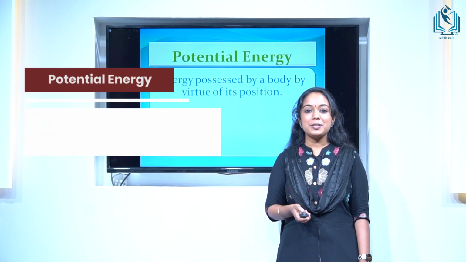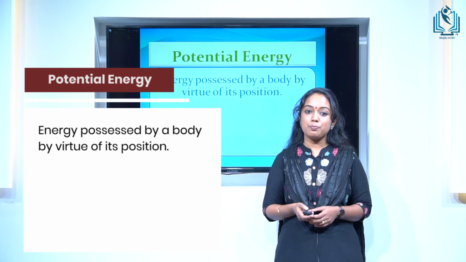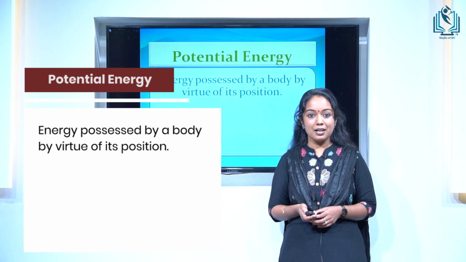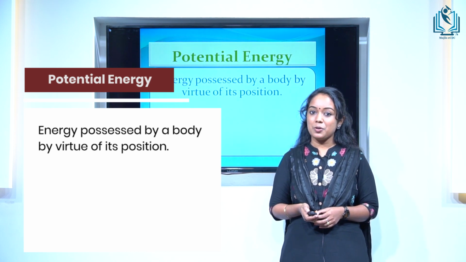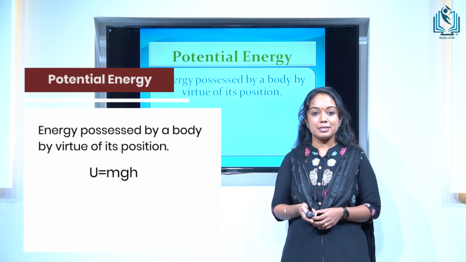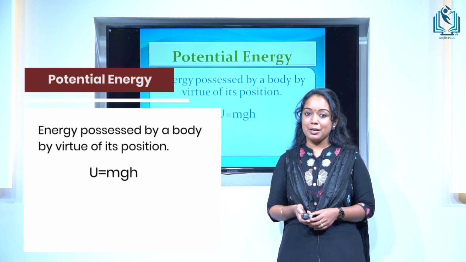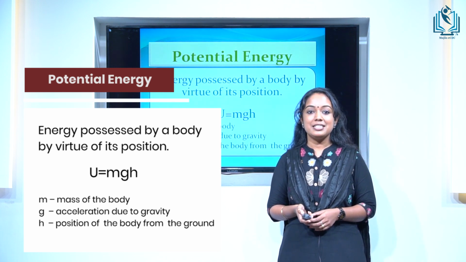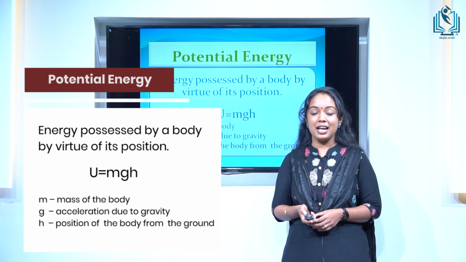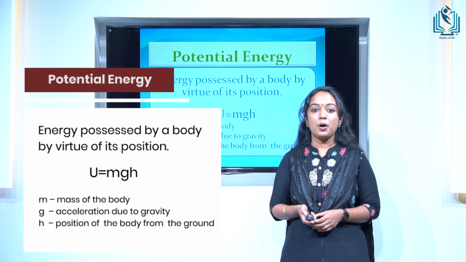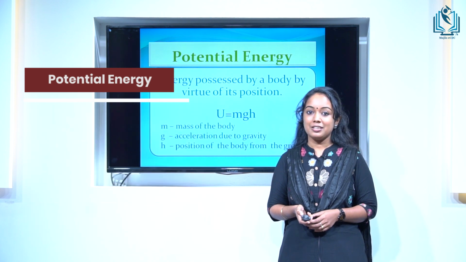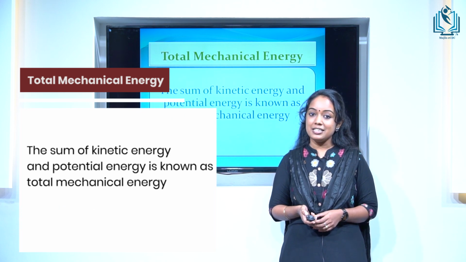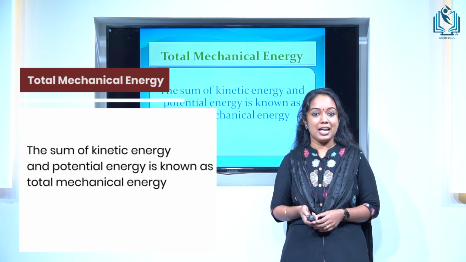The energy possessed by a body by virtue of its position is known as potential energy. For example, a car parked at the top of a hill possesses potential energy. Its expression is U equal to mgh. Here m is the mass of the body, g is acceleration due to gravity, and h is height of position of the body from the ground. The sum of kinetic energy and potential energy is known as total mechanical energy.